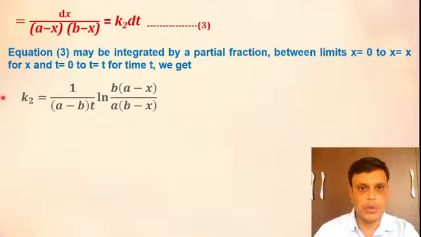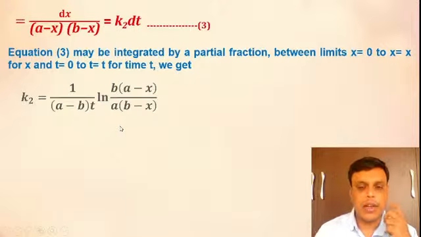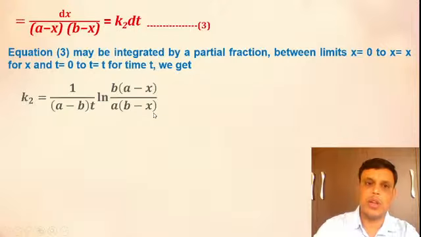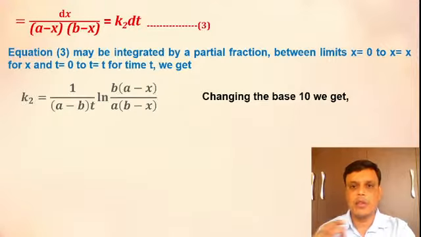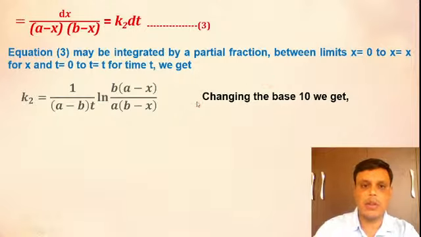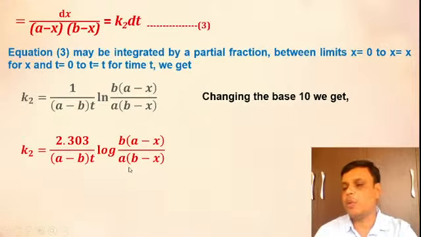I will write the direct equation here. You can try solving it at home on your own. We will get K2 is equal to 1 divided by (a minus b) into t, ln of b into (a minus x) divided by a into (b minus x). Here it is ln, so we'll change the base to 10. After that we will get K2 is equal to 2.303 divided by (a minus b) into t, log of b into (a minus x) divided by a into (b minus x).